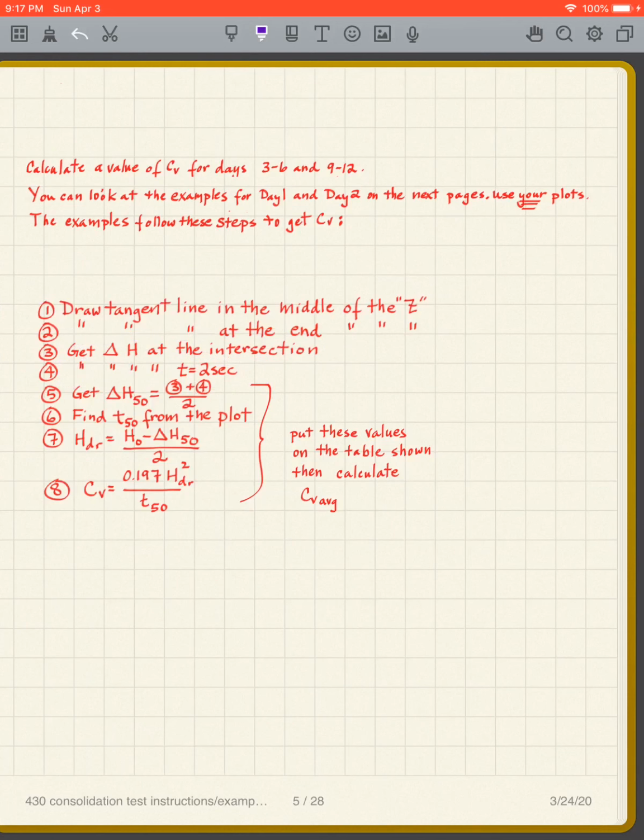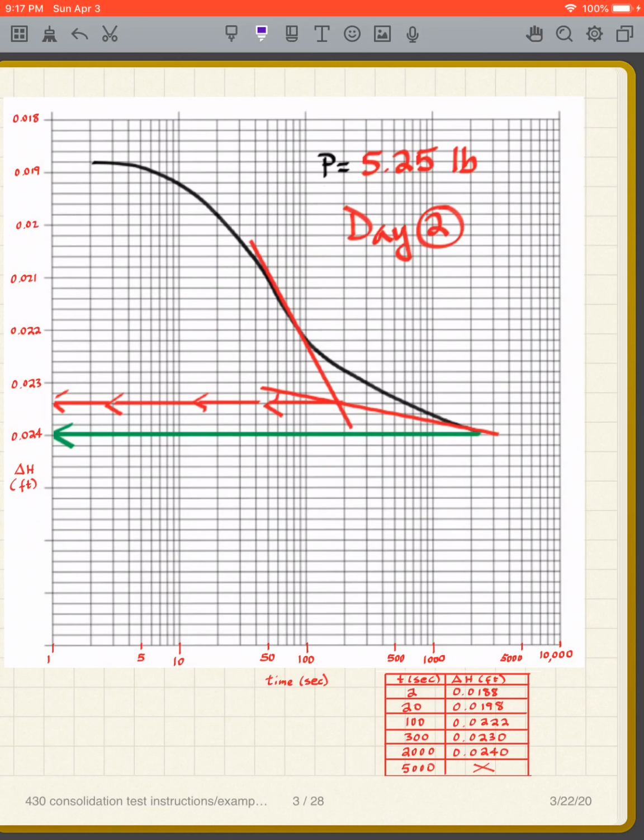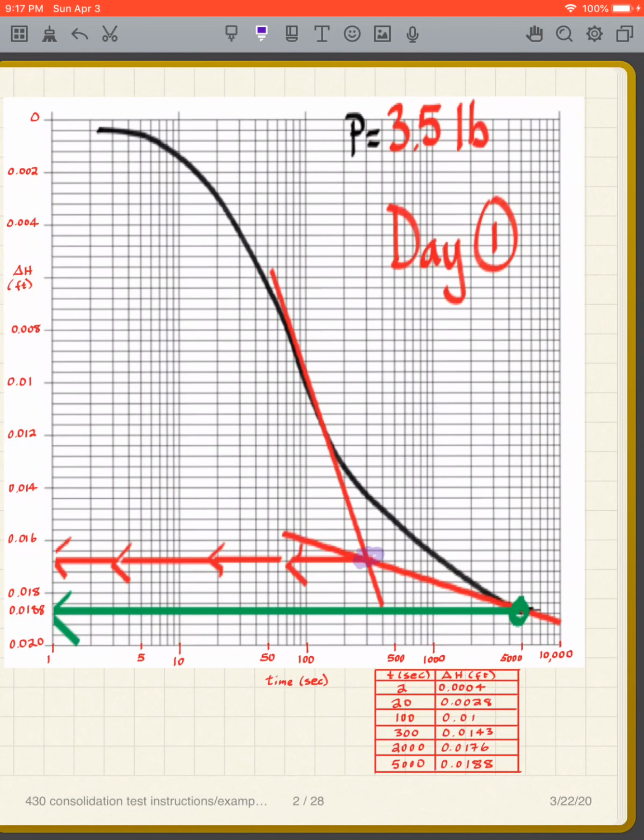So how does that look on this? Here's my intersection point, I get the delta h here, so I read off that value. I get the delta h at 2 seconds, I read off that value. Let me show it on the other one. So here's our intersection point. I get the delta h here, right there. Here's my 2 seconds. I get it here. So I have those two delta h's.